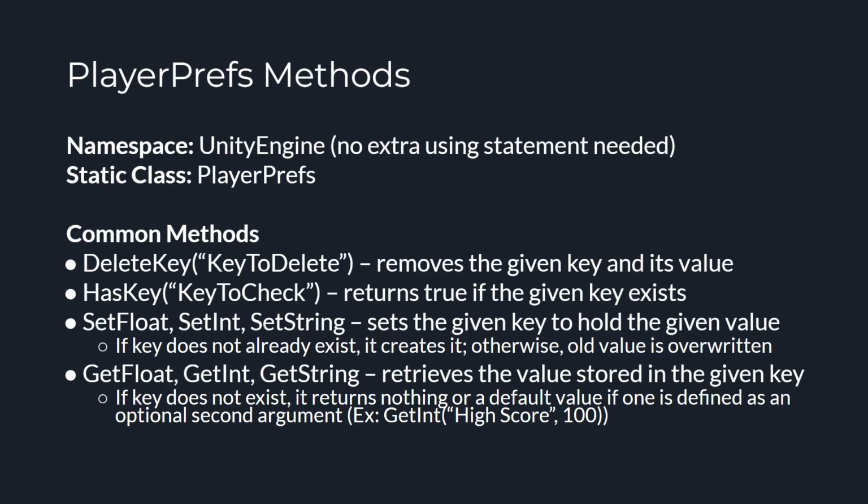It'll just save. It'll lop off the 0.4 part, and it'll just save the integer portion of that. Right. So get float, get int, get string. That gets the value back. Retrieves the value associated with that key.